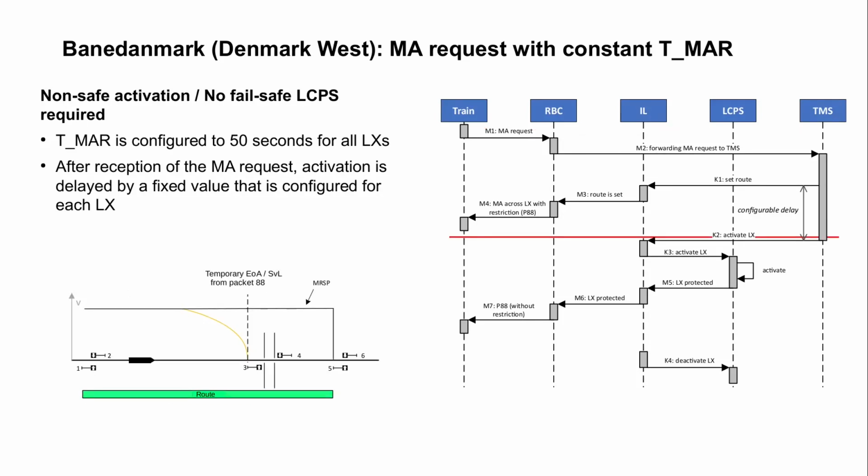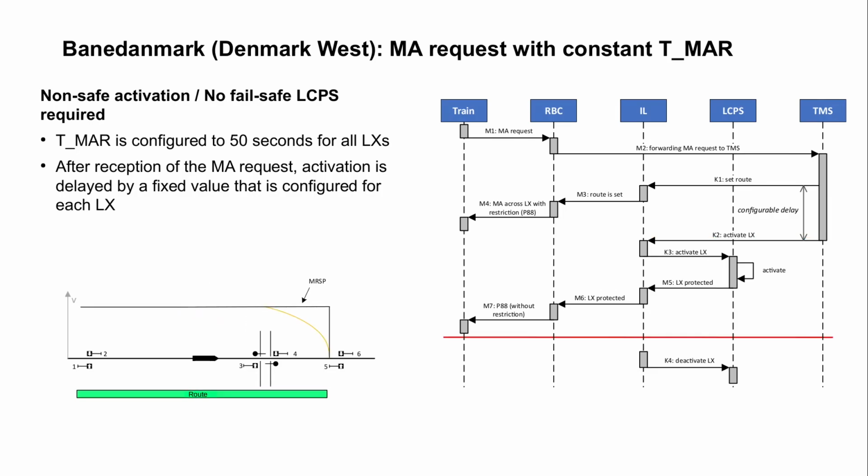When the delay expires, the TMS commands the interlocking to activate the LCPS. The interlocking forwards this to the LCPS. The LCPS activates, and when it has reached the protected state, it reports this to the interlocking. The interlocking forwards this to the RBC, and the RBC can send another packet 88, this time without restriction, to the train, so the train can move over the level crossing unhindered. When the interlocking detects by the track vacancy detection system that the train has passed the level crossing, it commands the LCPS to deactivate.